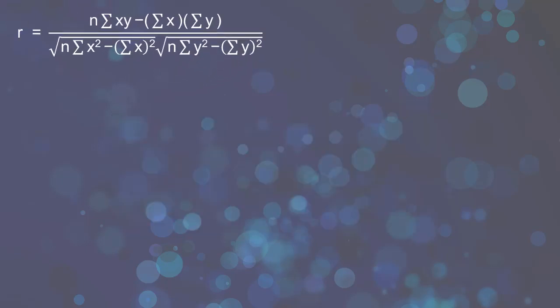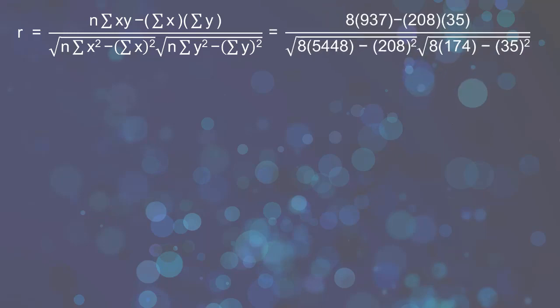We use our formula for the correlation coefficient. So we'll insert the values. This time our n is 8 because we have 8 data points. So we get 8 times the sum of x times y. The sum of the x's times y's were 937. So it's 8 times 937. Then we're supposed to multiply the sum of the x's times the sum of the y's. Well, the sum of the x's was 208, and the sum of the y's was 35.